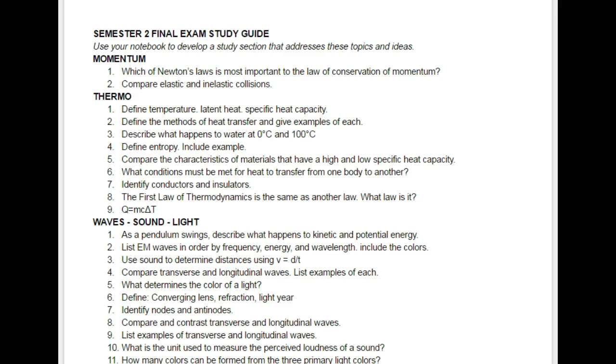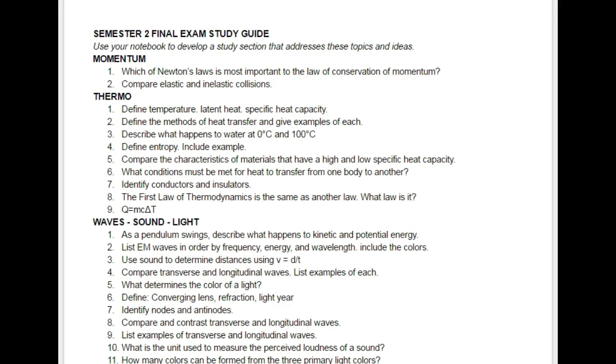Describe what happens to water at 0 degrees and 100 degrees. We see phase changes where we're putting energy into or taking energy out of the system without a change in phase or temperature for a while. Eventually, water will go from a liquid to a solid at 0 degrees, and it will go from a liquid to a gas at 100 degrees.